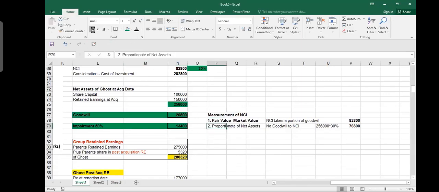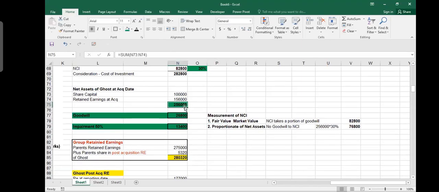However, if you are measuring NCI on the proportionate method, proportionate of net assets means that their net assets are 256. You take 256, multiply by 30%, and you say this is the value of NCI. Then there is no goodwill to NCI. Then NCI has got nothing to do with the goodwill or with the impairment of goodwill. Goodwill and impairment of goodwill are not related to NCI. This is the rule which I told you.